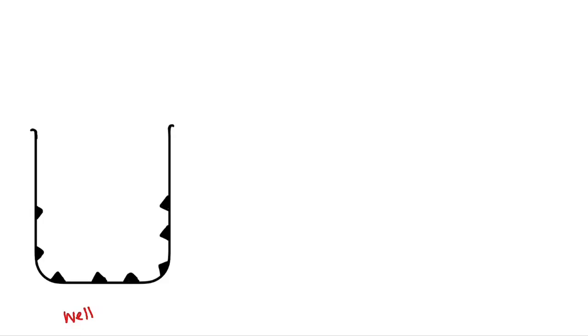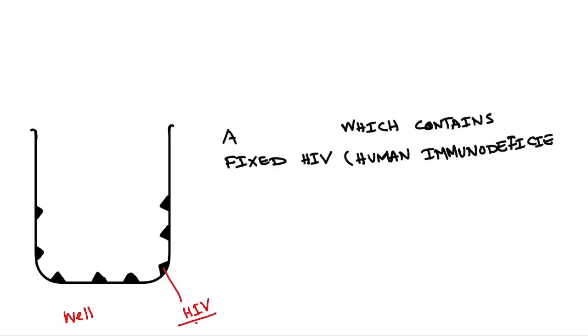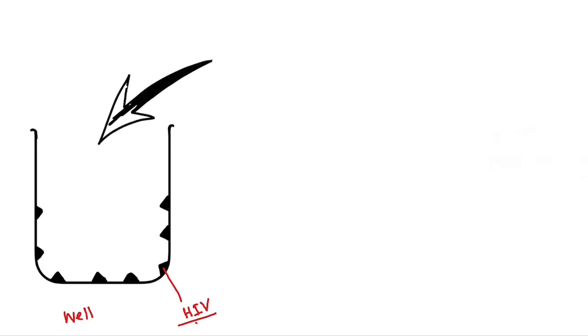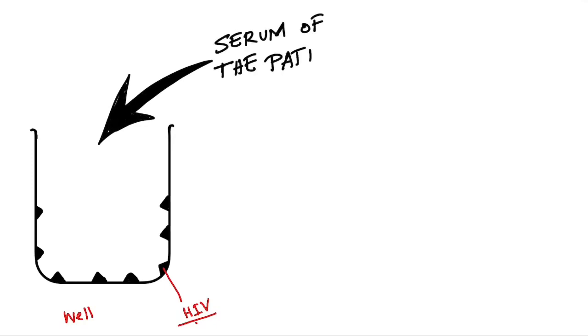Okay, we make attachment of HIV, which is the human immunodeficiency virus. In this experiment, we want to search for antibodies in the serum of the patient, antibodies against HIV. First of all, we add the serum of the patient without knowing whether this serum contains antibodies or not.